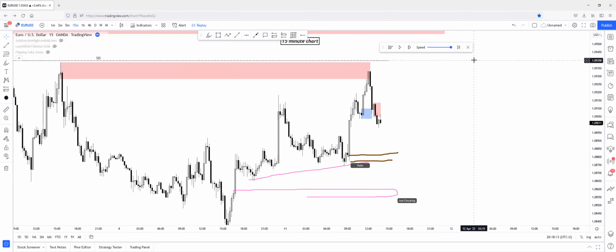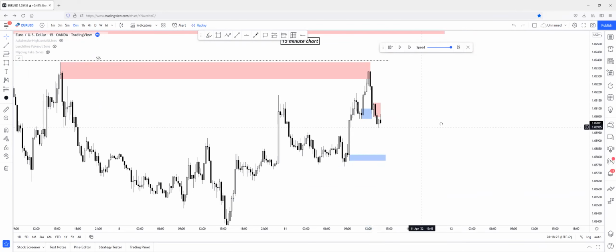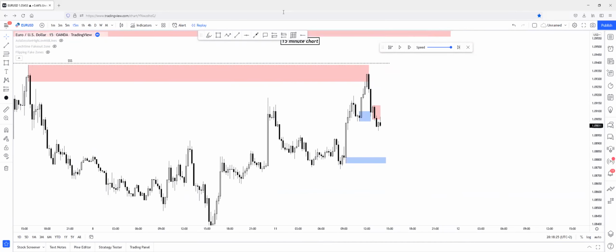That's the correct zone right here. The less recent 50-minute zone is this one right here. Please just remove the drawings. So this is the less recent 50-minute region that we could aim for.